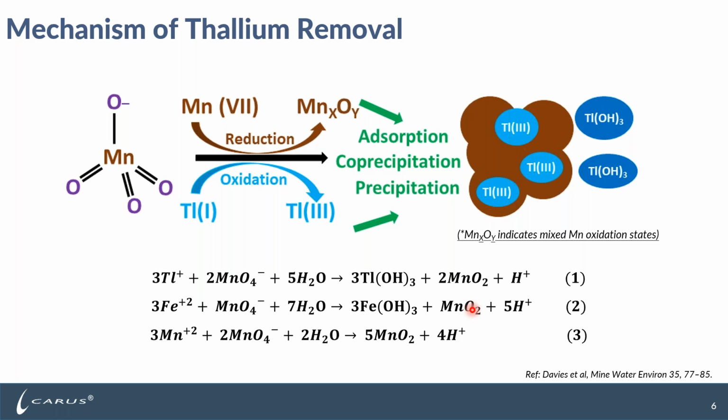So manganese oxide precipitates are also generated during the reaction, and I'll touch on this a little bit further down as a byproduct of the permanganate oxidation. So these manganese oxides that are produced facilitate thallium, iron, and manganese removal through a combination of precipitation, co-precipitation, and adsorption at alkaline pH levels.